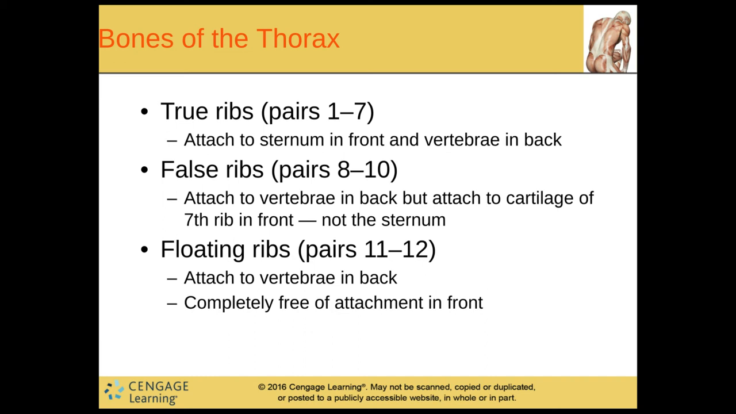And then we have our false ribs, which are pairs 8 through 10. So they attach to the vertebrae in the back, but attach to cartilage of the 7th rib in front. So they don't attach to your sternum. And then you have floating ribs, which are pairs 11 through 12. So they attach to the vertebrae in the back, but they're completely free of attachment in the front.